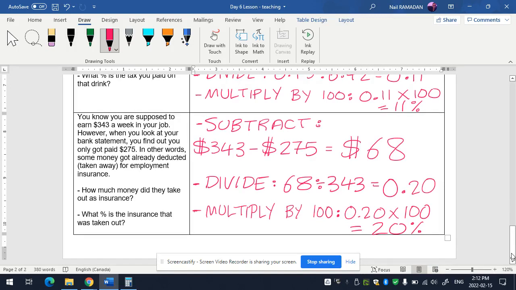Again, this is relevant to real life. Paying, getting paid, knowing if you're being cheated out of your pay stub, and so on.